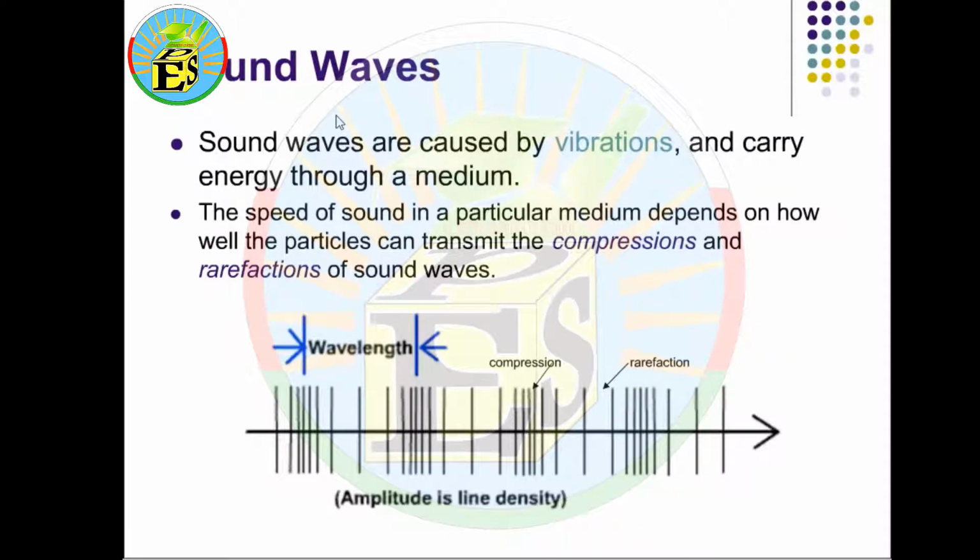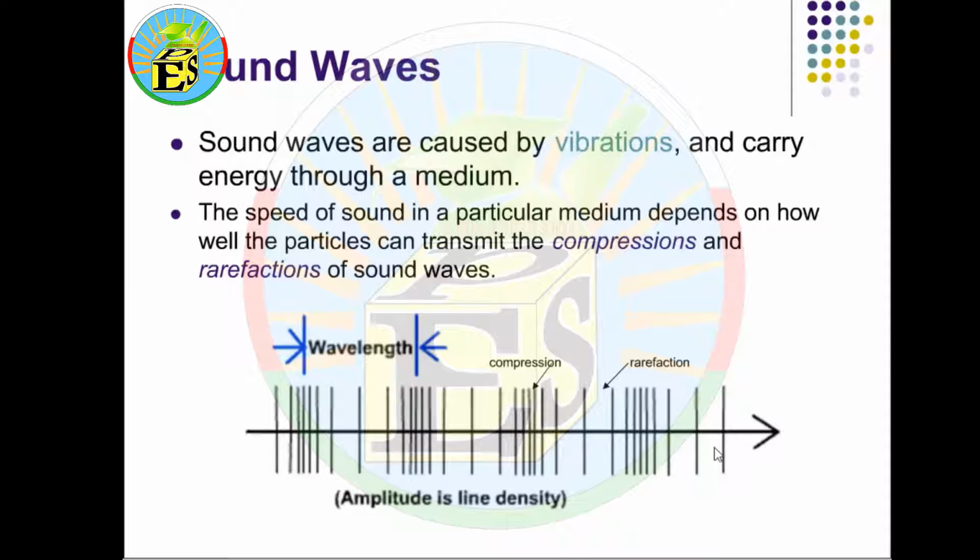Sound wave. Characteristics of sound wave. Sound waves are caused by vibrations. Any material or any object can vibrate, make sound, and carry energy through a medium. We know that before. Waves just carry energy, they don't move the matter, but carry energy through the medium. Medium means solid, liquid, gas, any matter. The speed of sound in a particular medium depends on how well the particles can transmit the compressions and rarefactions of sound waves. What does it mean, compressions and rarefactions?